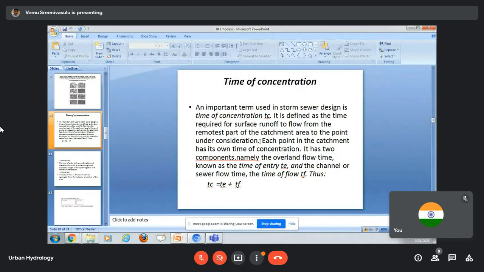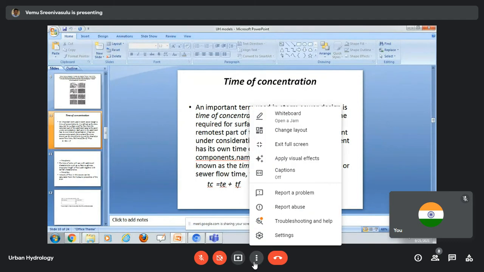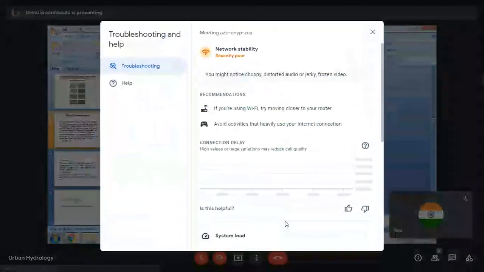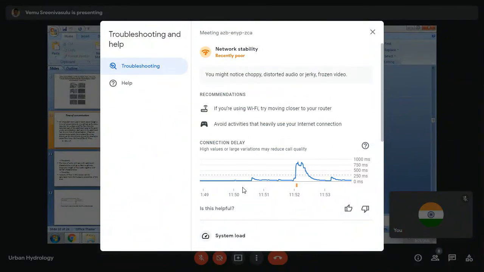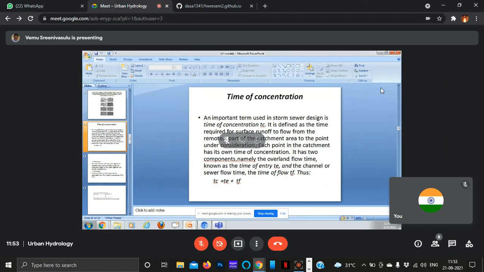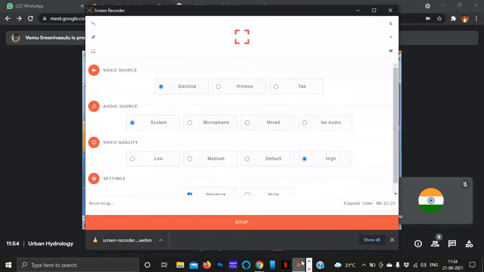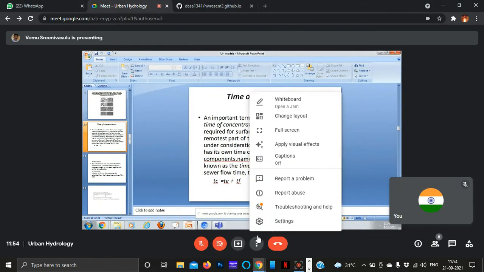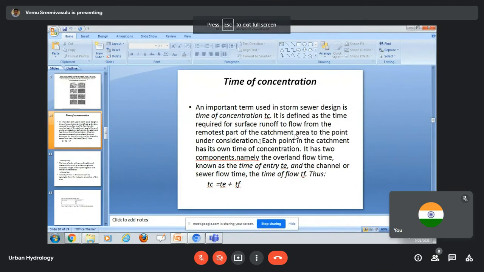If rain falls on the Bhadrachalam area, that runoff will meet the river near Bhadrachalam, and that water may come after 1 day to Dhavaleshwaram. Therefore, the time of concentration is 1 day. So this is what time of concentration means. Each point in the catchment has its own time of concentration.